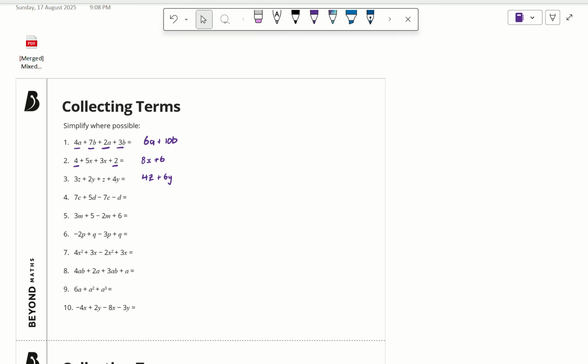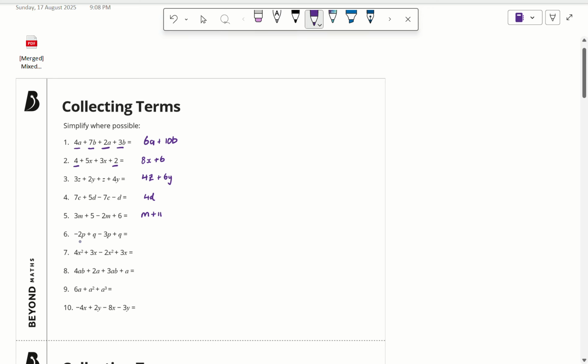7 cats minus 7 cats is 0 cats, but we don't have to write anything there. We've just got 5 dogs take 1 dog is 4 dogs. 3 marbles minus 2 marbles is 1 marble, and 5 plus 6 is 11.